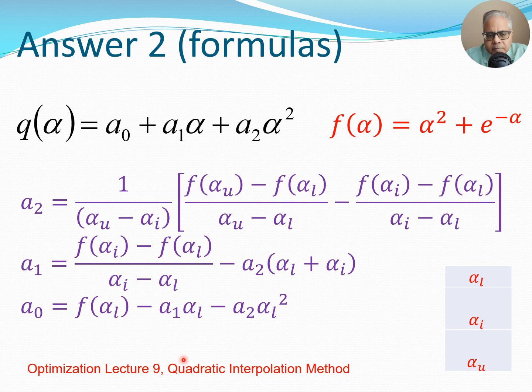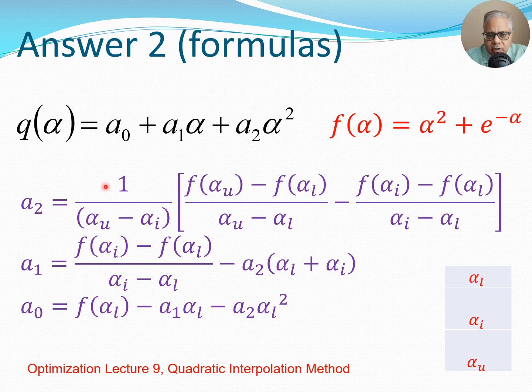So in the lecture, I have given you these formulas. I am giving out these formulas again here. If you want to see the derivation, refer to optimization lecture 9. So essentially, if we have this function f and we want to find the quadratic fit q, then I need to find the coefficients a0, a1 and a2 for this quadratic. And to do that, I need to calculate these values here, a2, a1 and a0.